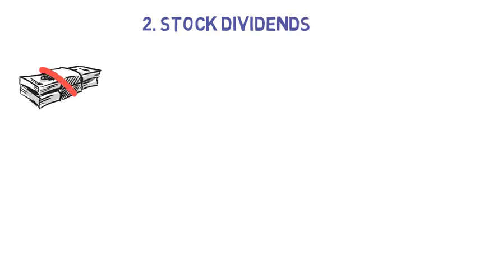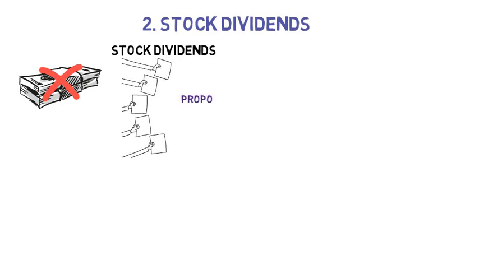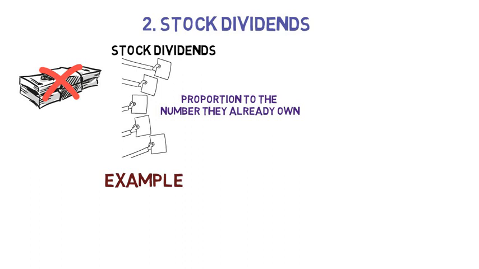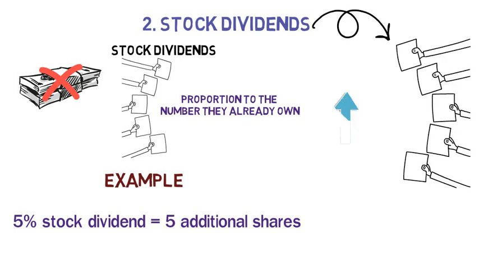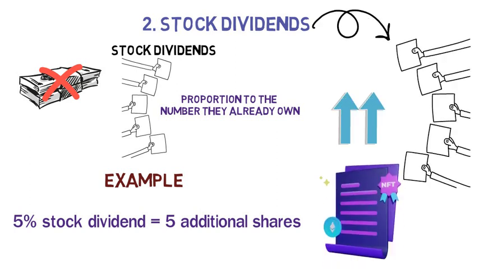Number 2. Stock dividends. Instead of cash, companies can issue stock dividends by giving shareholders additional shares in proportion to the number they already own. For example, a 5% stock dividend would give 5 additional shares for every 100 stocks owned. It increases the number of shares but maintains the shareholders' proportion of ownership.